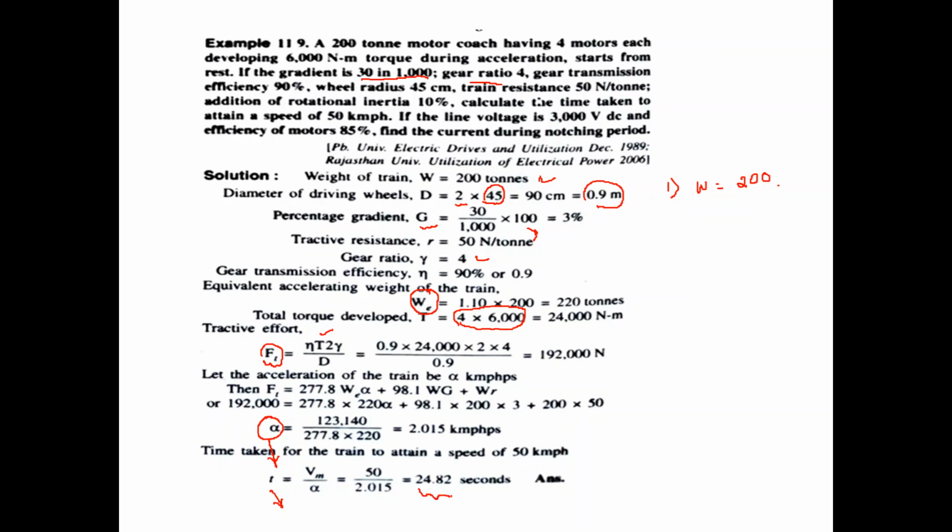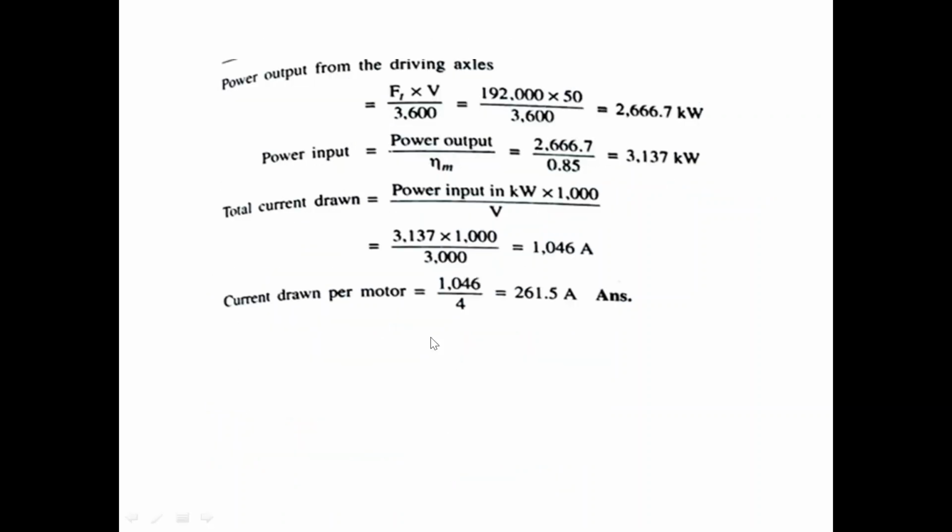So 24.82 seconds, and then the power output, as we have derived in the previous equation: force into velocity will give you the power. Then the power output divided by the efficiency of the motor, which is 85%, gives the power input. Power input divided by the voltage, which is given as 3000 volts, gives 1046 amps of current drawn, and per motor, divided by 4, it is 261.4 amperes. This is quite an interesting problem, because we are dealing with the motor.